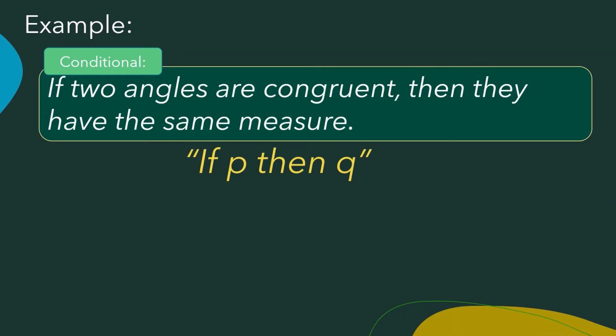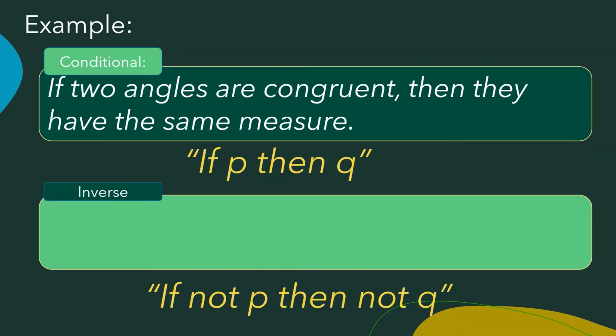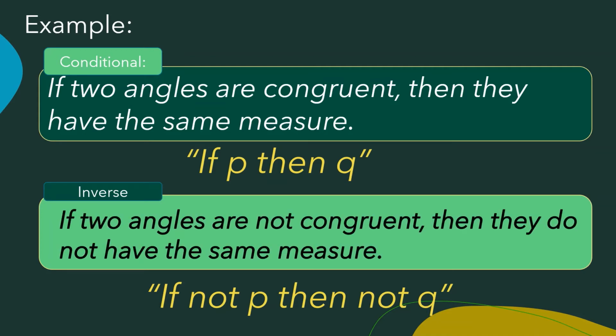Next example. If two angles are congruent, then they have the same measure. So this statement is written as if P, then Q. We will write this statement as if not P, then not Q. So its inverse is, yes, you're right. If two angles are not congruent, then they do not have the same measure.